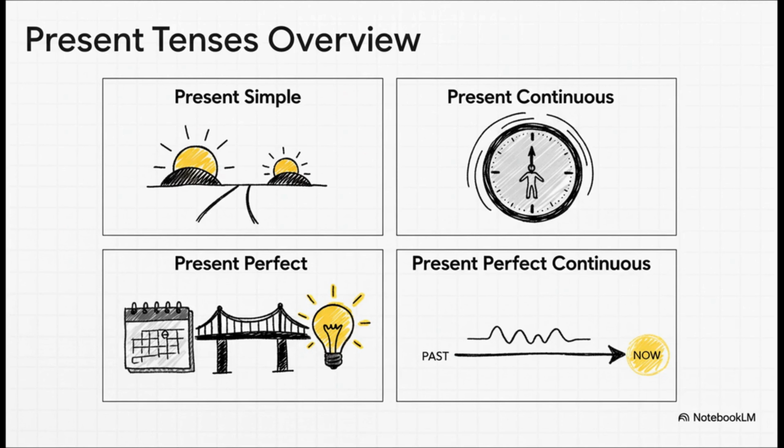Now, the present perfect is where it gets interesting. It's this cool bridge from the past to the present. Saying, I have seen that movie implies that it's relevant now, maybe because you can talk about it. And finally, present perfect continuous is all about how long something's been going on. I've been learning English for 2 years. See, each one has its own specific job to do.